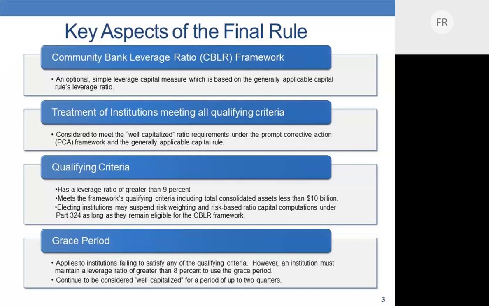If the institution does not satisfy all of the qualifying criteria by the end of the 2-quarter grace period, then it must revert back to the generally applicable capital rule, including the risk-based capital requirements. Note that there is no grace period for institutions with a CBLR of 8% or less, as the final rule automatically removes those institutions from the framework. These institutions can reinstate the CBLR framework once their CBLR is above 9%, assuming all other qualifying criteria are met.